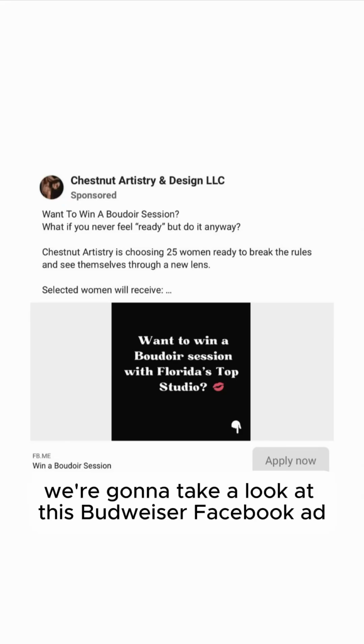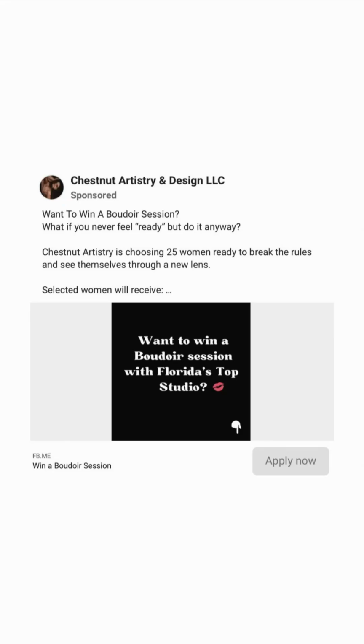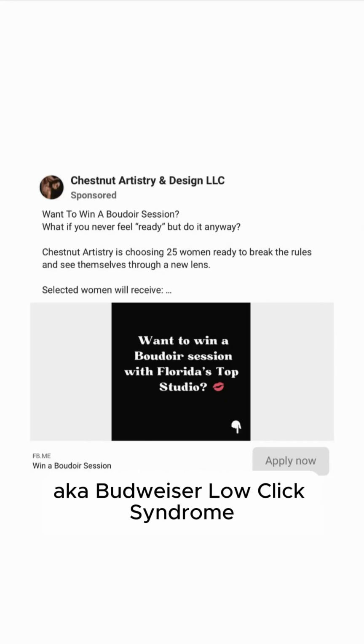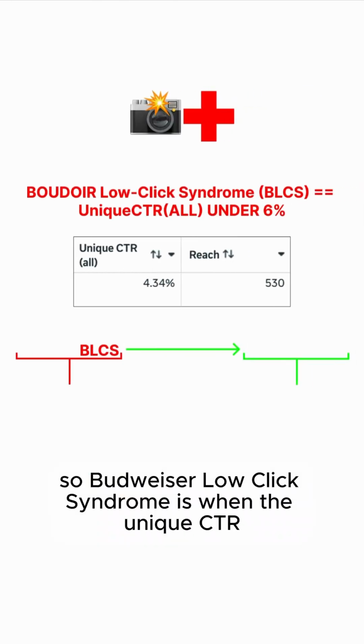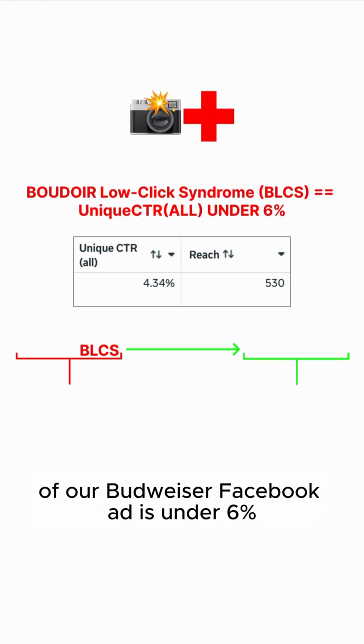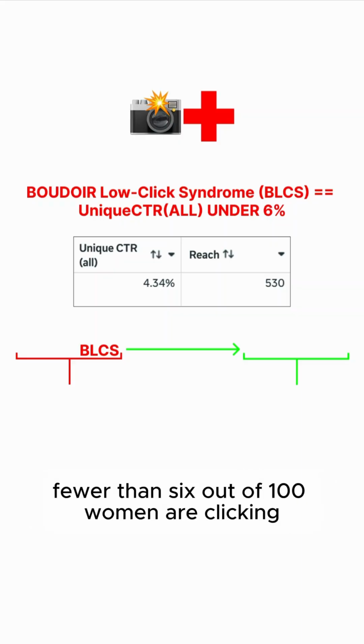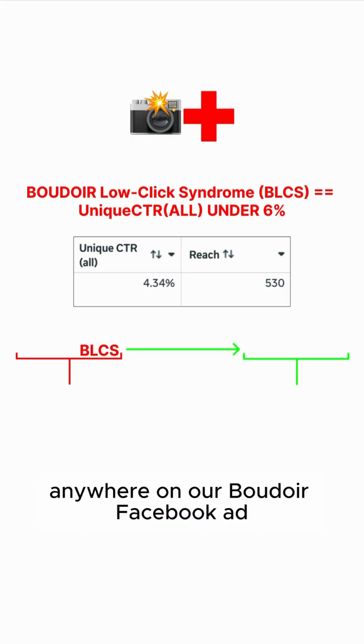All right, y'all, we're going to take a look at this Boudoir Facebook ad and see if we believe it has BLCS, aka Boudoir low click syndrome. Boudoir low click syndrome is when the unique CTR of our Boudoir Facebook ad is under 6%. Basically, fewer than 6 out of 100 women are clicking anywhere on our Boudoir Facebook ad.